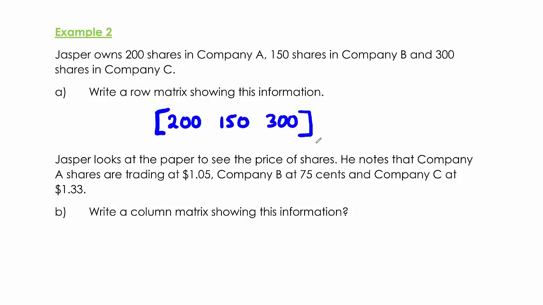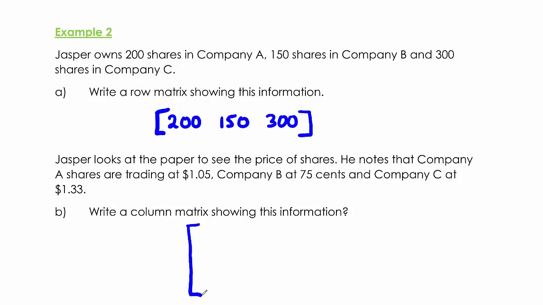Jasper looks at the paper to see the price of shares. He notes that Company A shares are trading at $1.05, Company B at 75 cents, and Company C at $1.33. Write a column matrix showing this information.